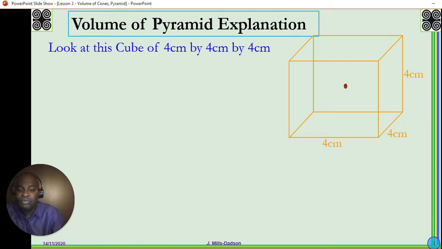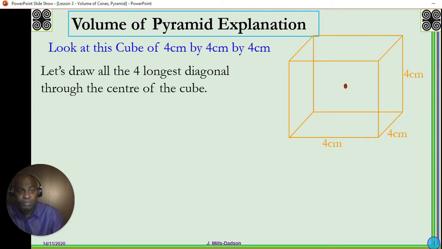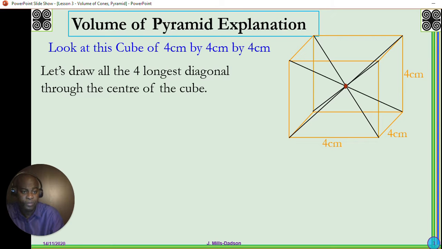Now I'm going to take you through a sort of pictorial proof of the origin of the volume of a pyramid. So I have a cube, 4 by 4 by 4 centimeters, and I'm putting through the 4 longest diagonals, 1, 2, 3, 4. And I'm going to shade a pyramid. You can see that I've shaded a pyramid with the base 4 by 4, and the pyramid goes up to the very center of the cube.